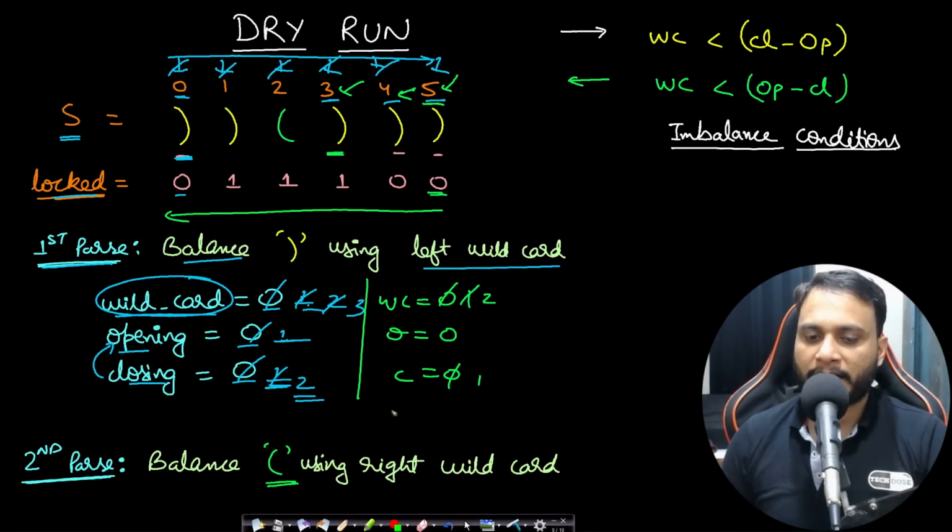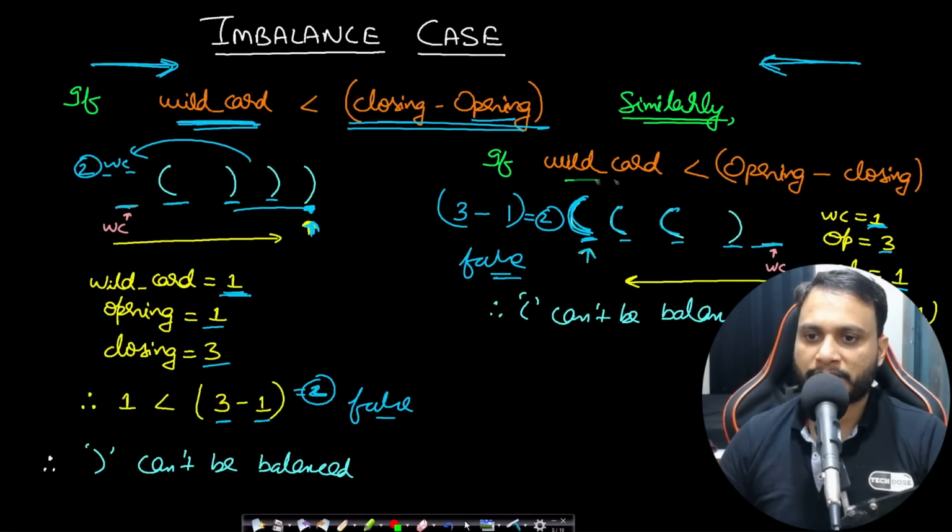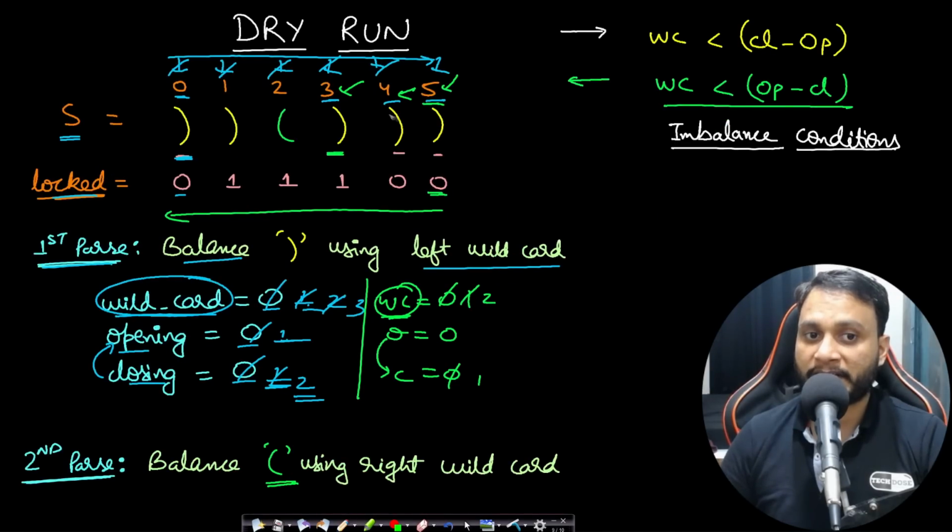At any point of time, you know that opening minus closing bracket must always be less than or equal to the wildcard. That means the wildcard must not be less than opening minus closing. This was the condition that I had already explained while moving from right to left. Otherwise it will create an imbalance. So that is not happening here, right?